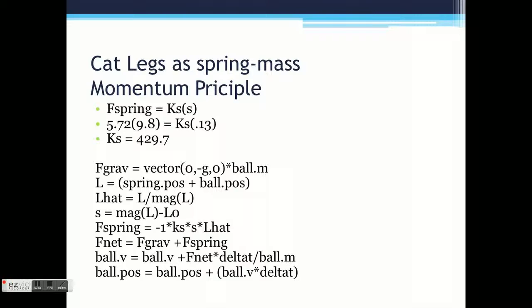And then for my second question, for cat legs as a spring mass model, I used the momentum principle, including spring force, to update my position, and found Ks using my measured length of my cat's legs relaxed and coiled to jump. I found K to be 429.7, and below is all of the code for my position update, just like we've been doing all semester long. I found the force of gravity, the spring force, and the stretch, and applied that to a position update.